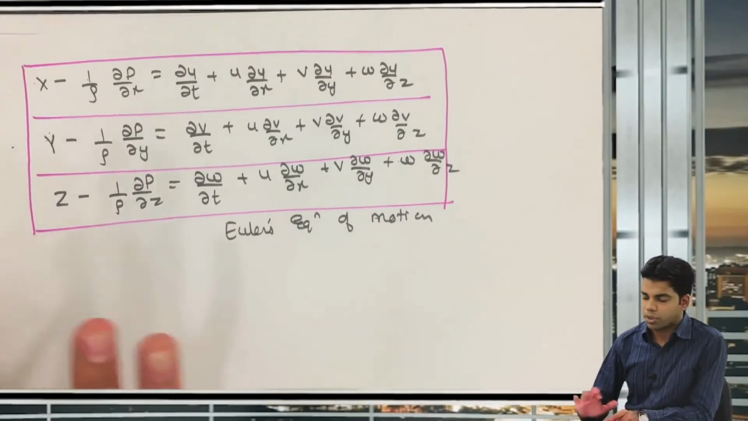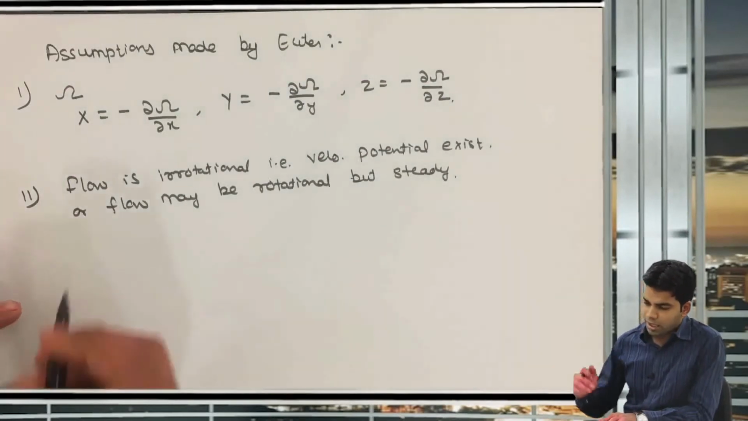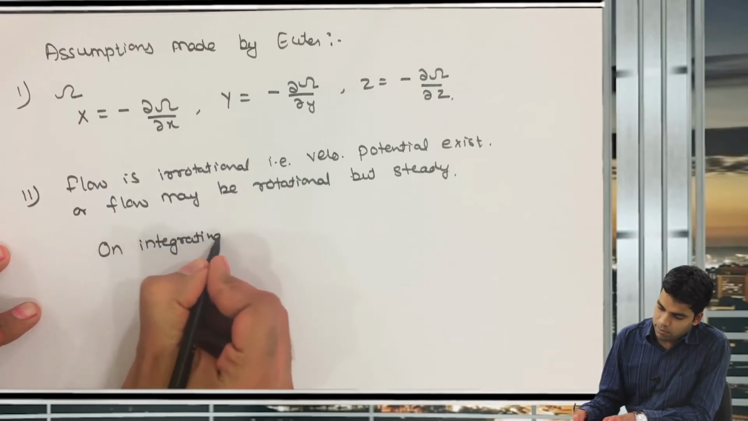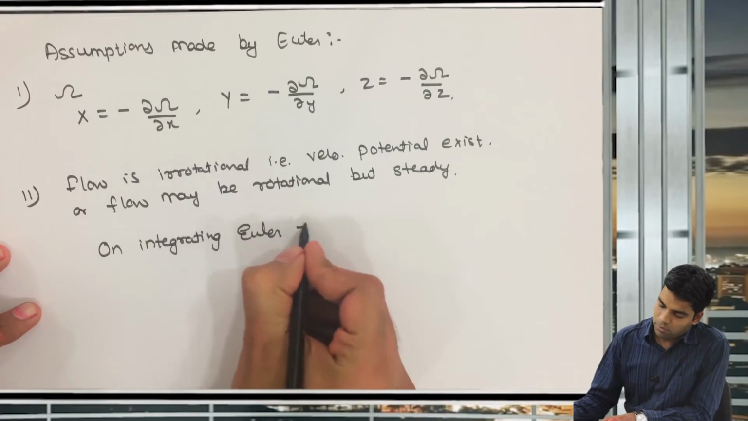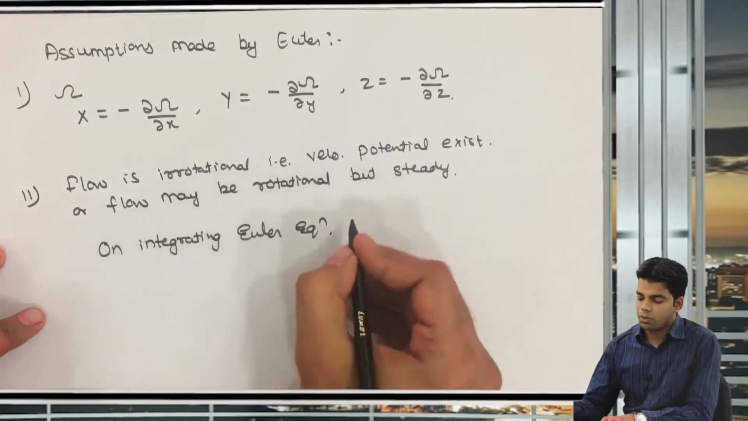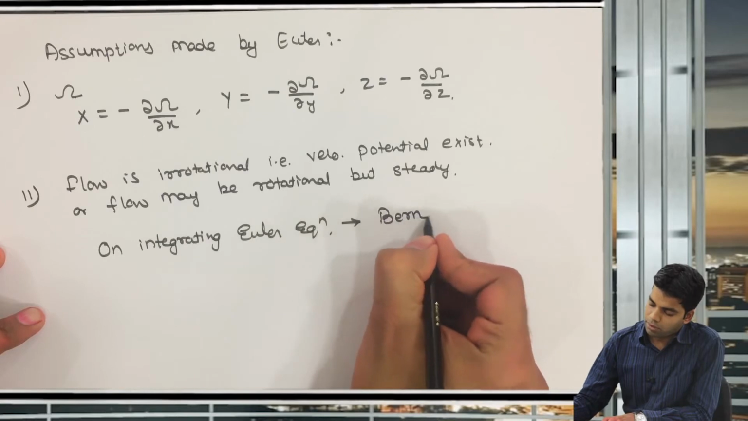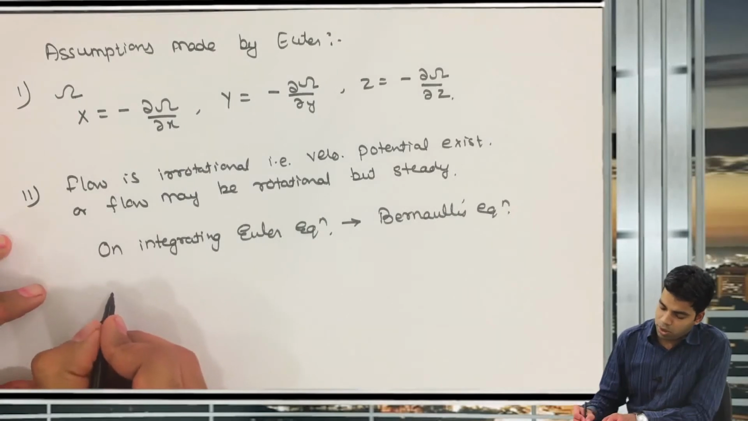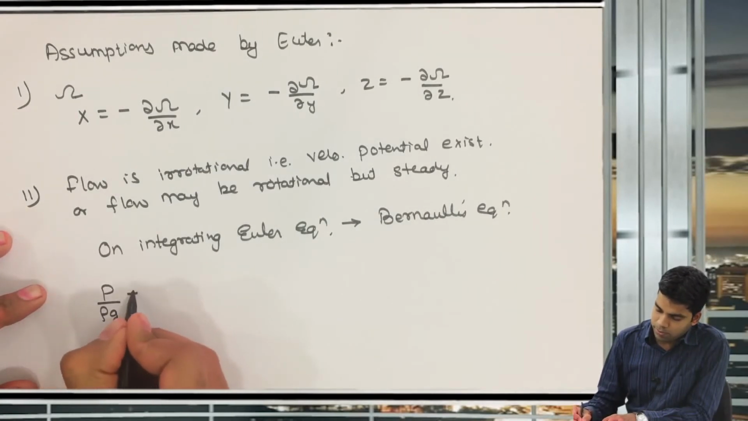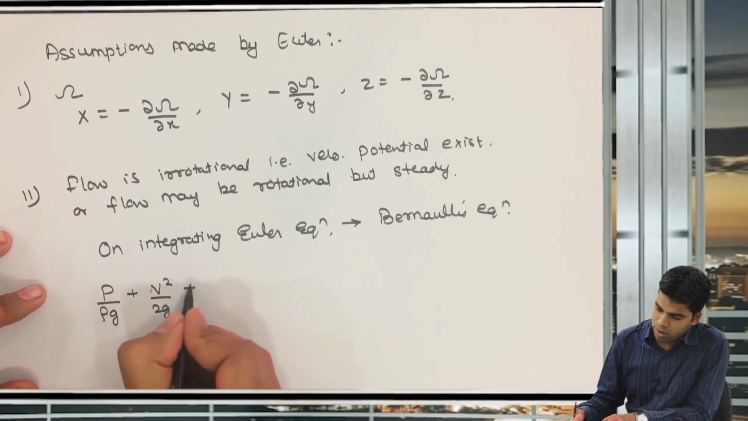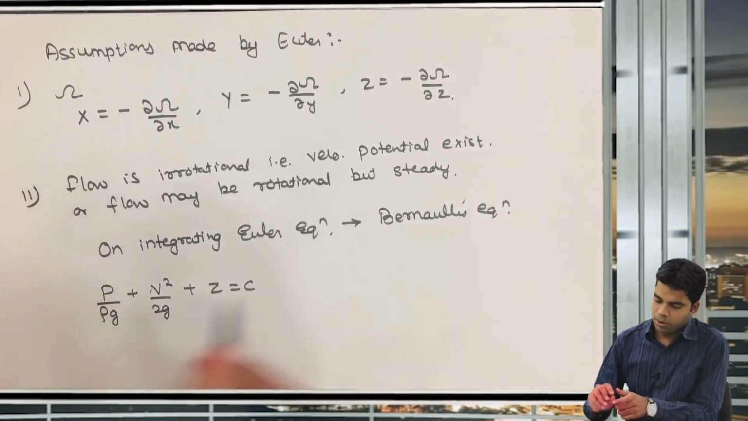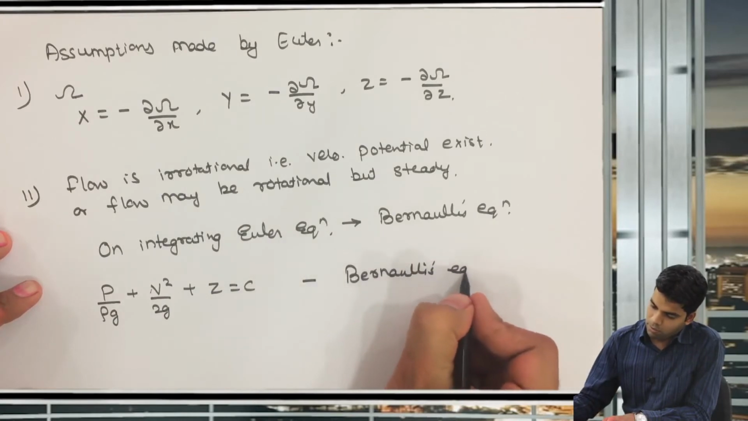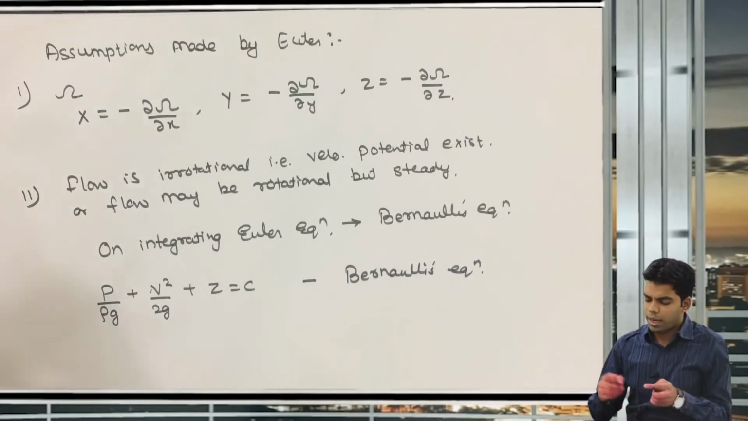These are the two assumptions which Euler made while deriving this equation. When we integrate this Euler equation, we will not get into the complete integration, I will directly tell you. On integrating the Euler equation, you will get a very important equation, that is Bernoulli equation, which says P/ρg + V²/2g + z is equal to constant. This is Bernoulli's equation, also called the energy equation.